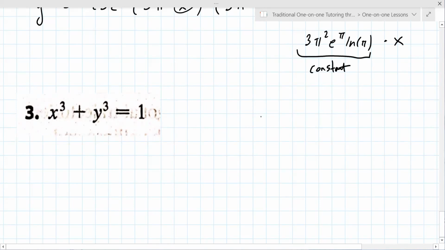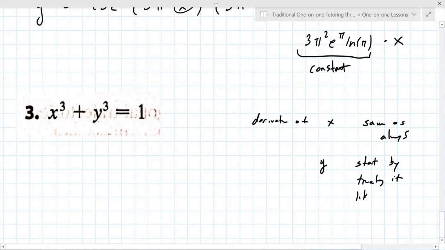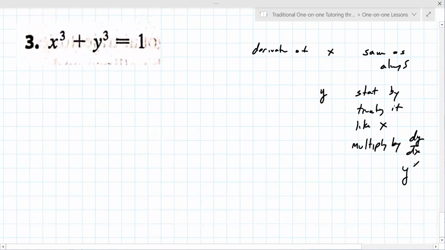So the difference here is that when you take the derivative of x, it's the same as always. There's no change there. But when you go to y, you start by treating it like x, meaning you just apply the rule, but then you always multiply by dy dx, or what I prefer to write as a y with a tick, a y prime. If you're doing this, it's a little slower, and I know time's working against a lot of these things. So I'll try to explain that as we go, but I just wanted to preface that.